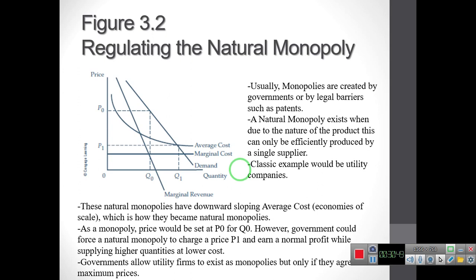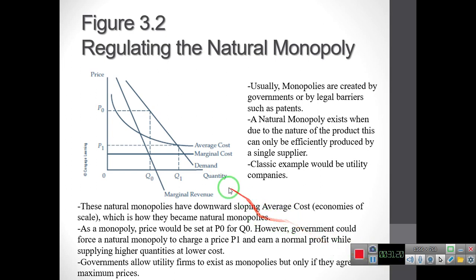So what, you're going to let them just build their grid and their network of pipes and wires, whatever that is, and then they can behave like a monopoly, charging at the margin where marginal cost equals marginal revenue, and just walk away? No. The government can do something about that. The government can impose maximum prices and force the natural monopoly to charge those prices.